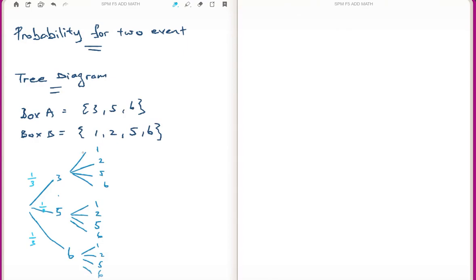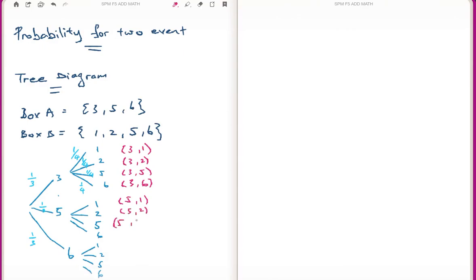In box B, the possibility of getting each ball is 1/4, 1/4, 1/4, 1/4. But the outcome would be: this is 3 and 1, this is 3 and 2, this is 3 and 5, this is 3 and 6, and then this is 5 and 1. It would be quite tedious if the list gets longer.